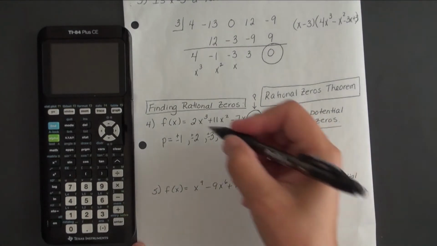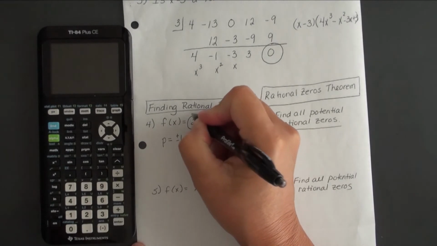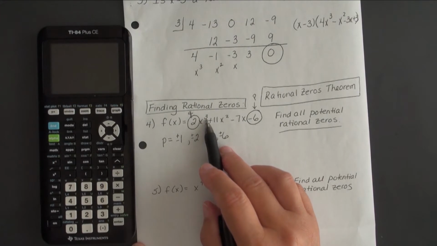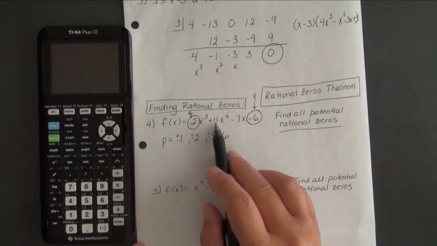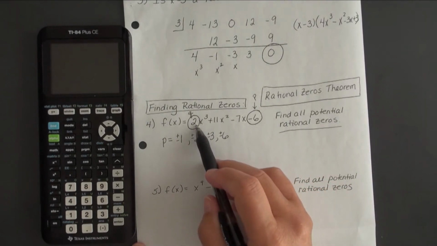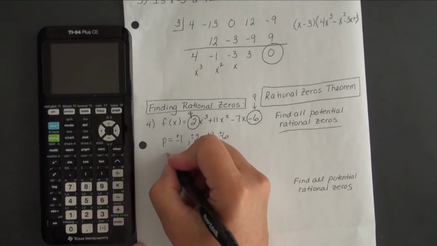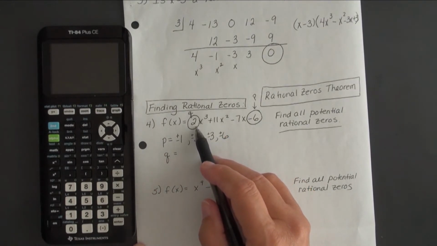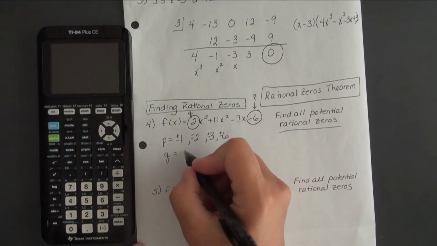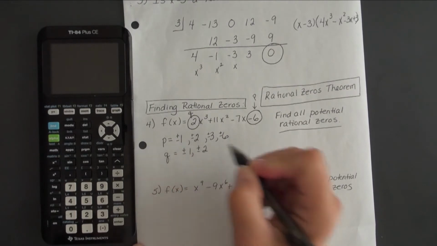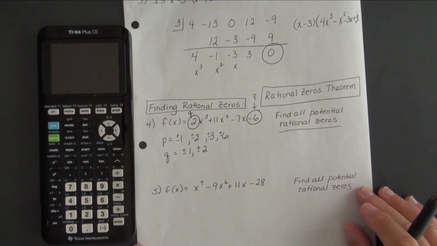Then we look at our leading coefficient, which is the coefficient that comes first if your polynomial is written in descending powers of x. So in this case, Q is 2. And we write all the numbers that divide evenly into Q. The only two numbers that multiply to give 2 are 1 and 2. So Q equals plus or minus 1 and plus or minus 2. So that's your first step.